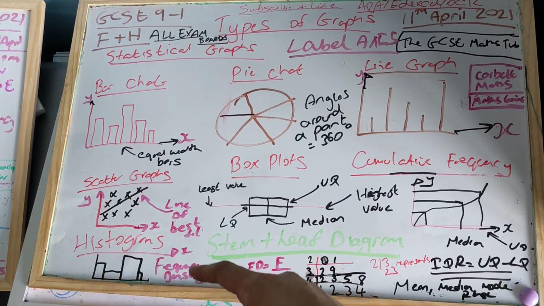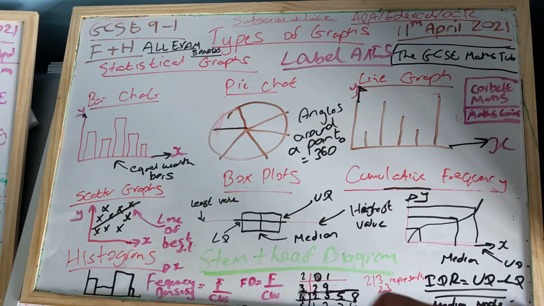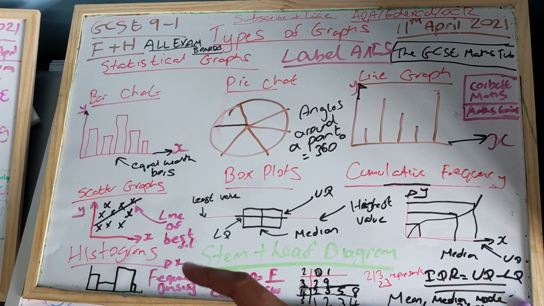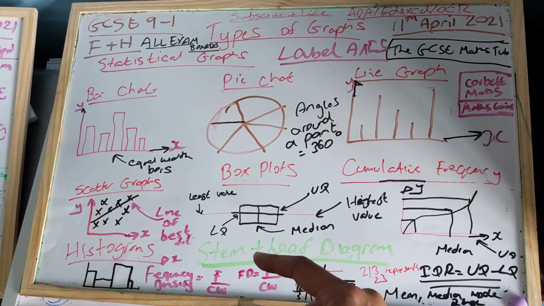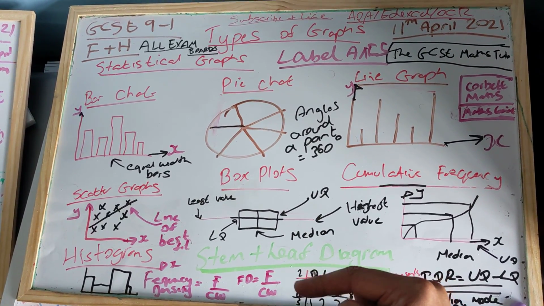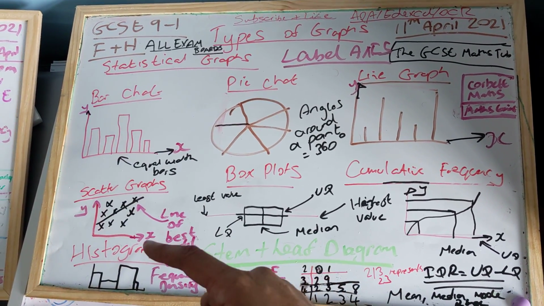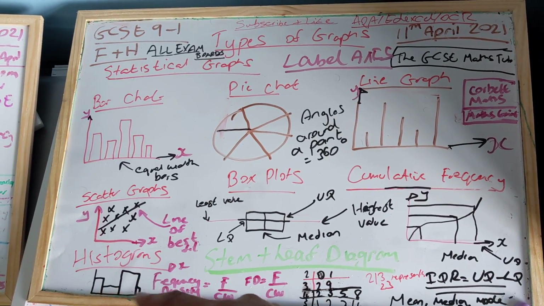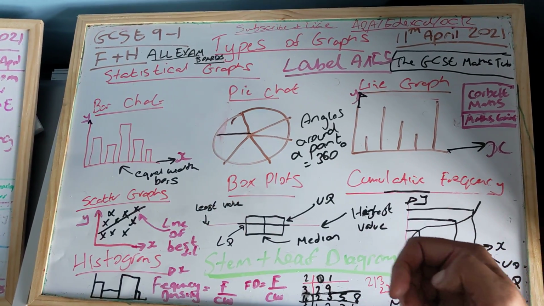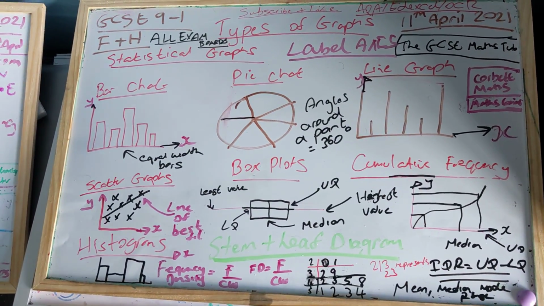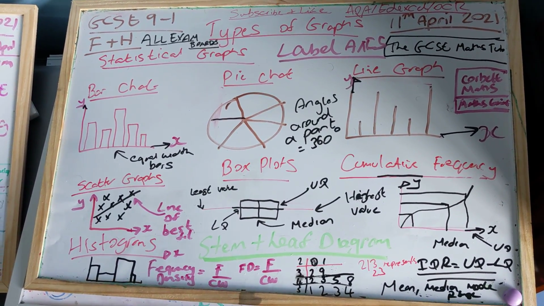So we've got the histogram. The key part to remember is that frequency density equals frequency divided by the class width. So FD, which is frequency density, equals frequency divided by the class width. For histograms, we're looking at grouped data, so that's where we have intervals like 60 to 65, let's say. So yes, it's grouped data for that one.